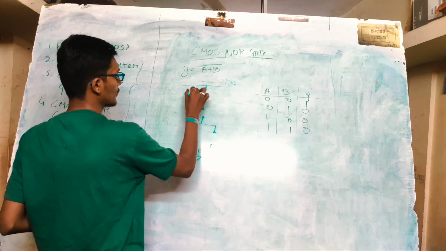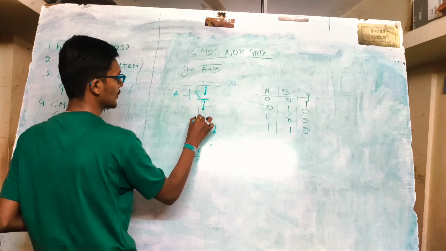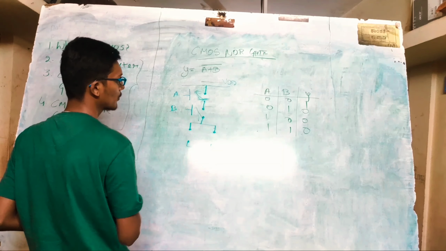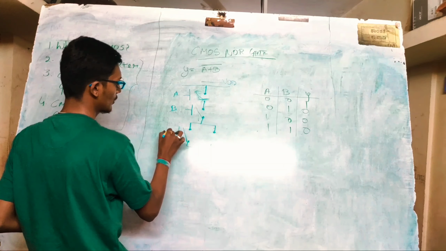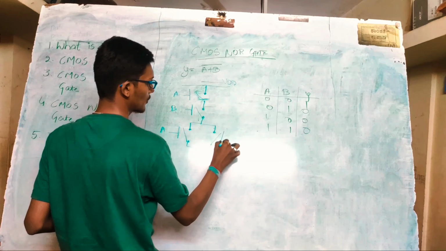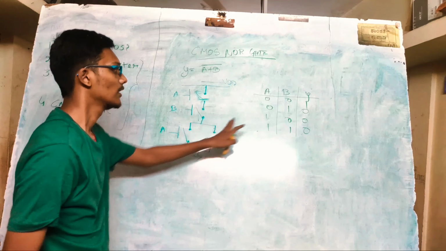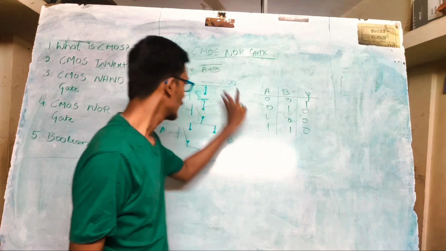Fine. This is my switch for A input. This is my switch for B input. This is my switch for A input, and this is my switch for B. This is my ground terminal. Fine. For these input combinations, we'll trace the circuit.